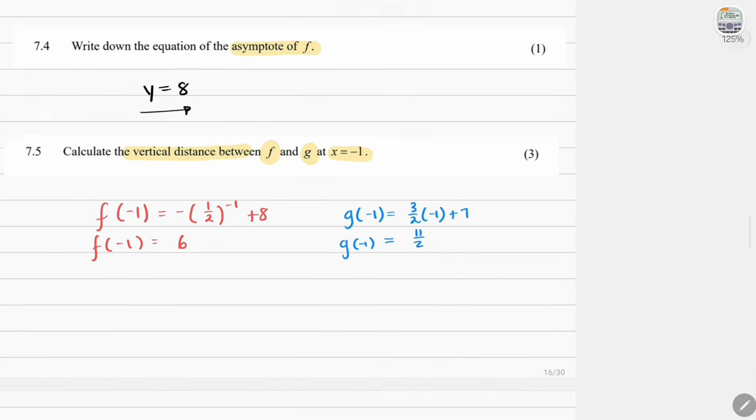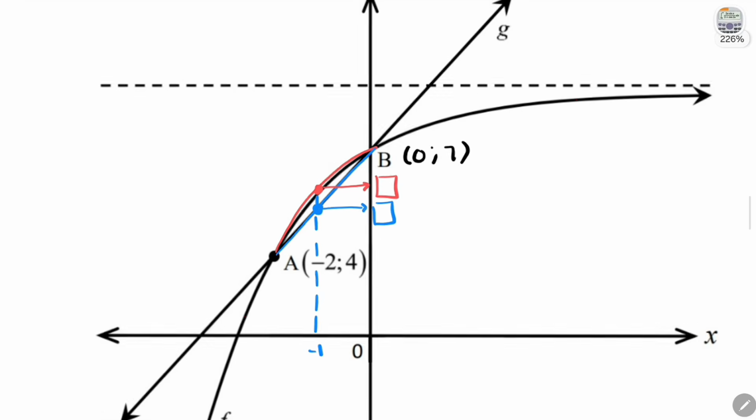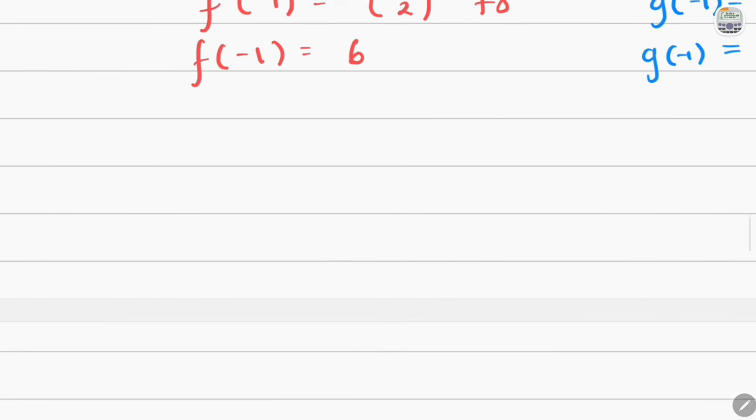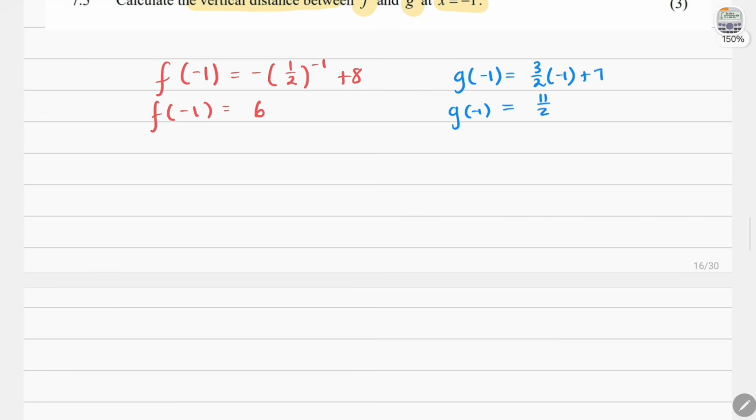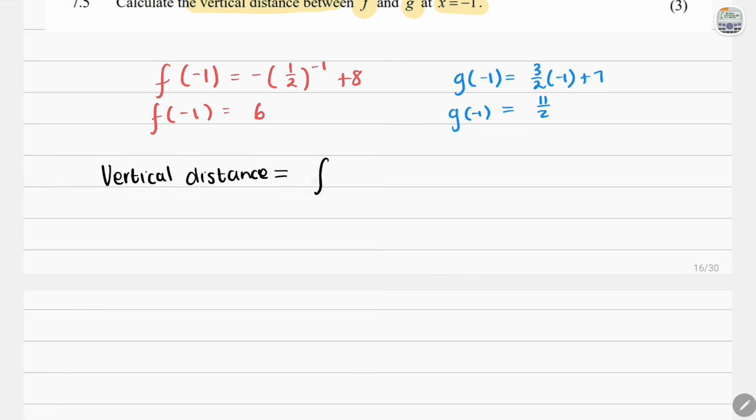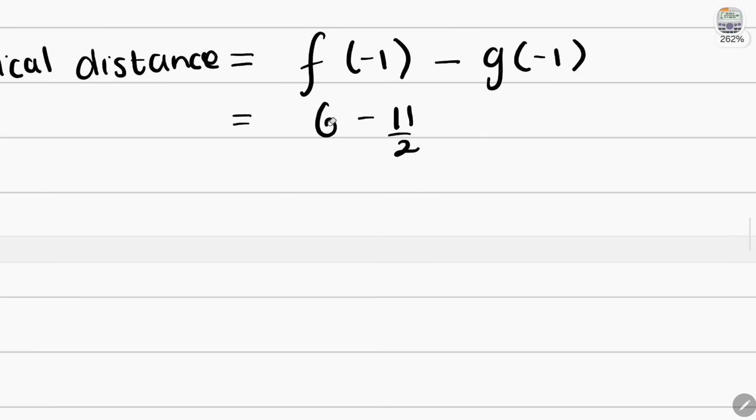And all we're saying is, because we can see that the graph of f, the red graph, is above the graph of g at this point, we're just saying the y value of f minus the y value of g, and that will give us the vertical distance. So vertical distance equals f of -1 minus g of -1. And that is just 6 minus 11 over 2. We can rewrite 6 as 12 over 2 minus 11 over 2, which is 1 over 2. So our answer is 1/2 units.